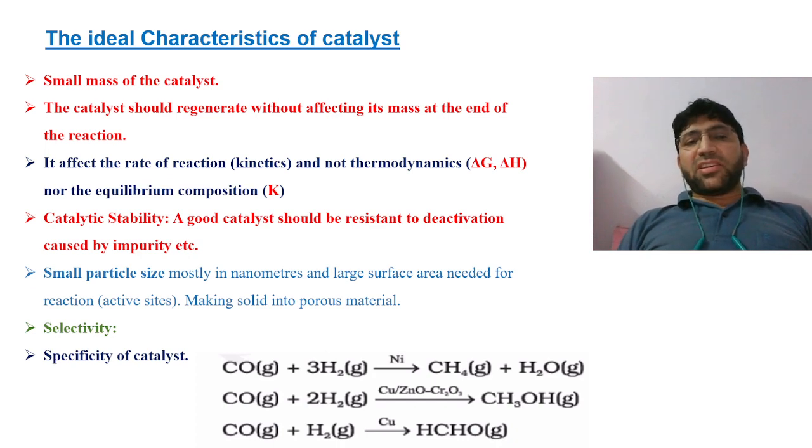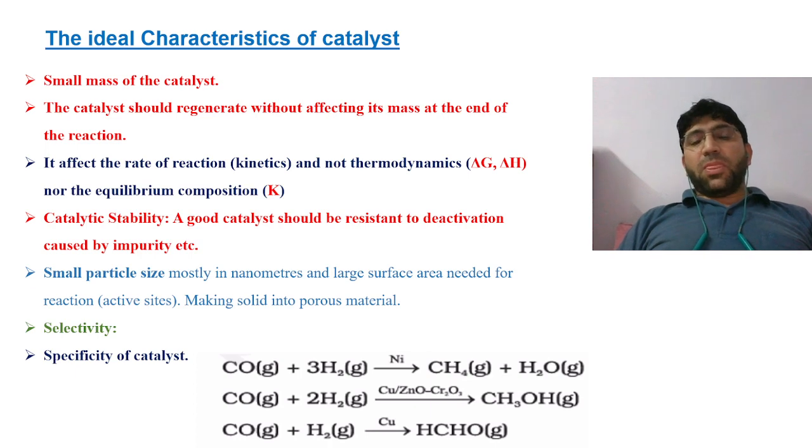Another point is that a catalyst, although it affects the rate of the reaction, should not affect the thermodynamics of the reaction, like enthalpy, free energy, or the equilibrium constant, because the catalyst enhances the rate of the forward as well as backward reaction equally. So the equilibrium constant is not affected by the catalyst. Similarly, a catalyst should be highly stable, because it should be resistant to deactivation by impurities and all that.